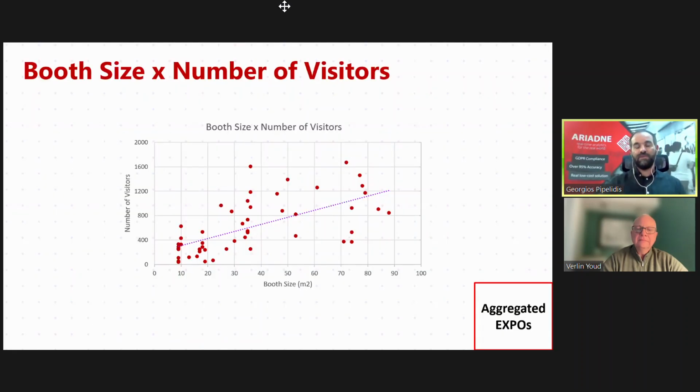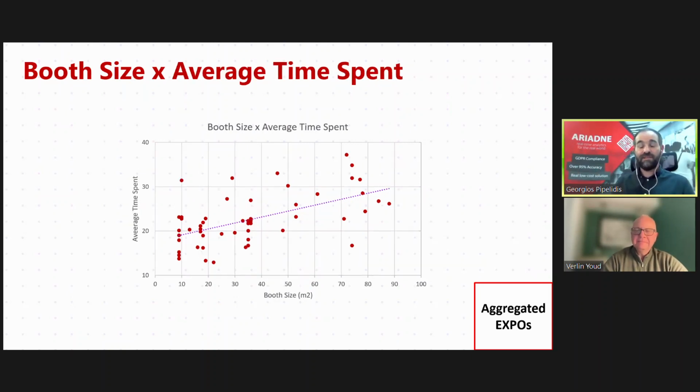For example, we can do the first thing that comes to mind: whether the size of the booth matters. And here we can see a clear correlation. The bigger the booth, the more visitors, and we see this in every expo we go to. The same happens also for the duration. The bigger the booth, the more likely your customers or your visitors are to stay longer in your booth.